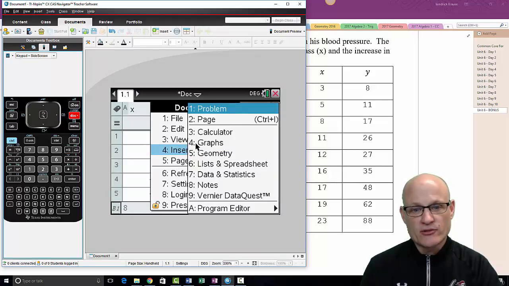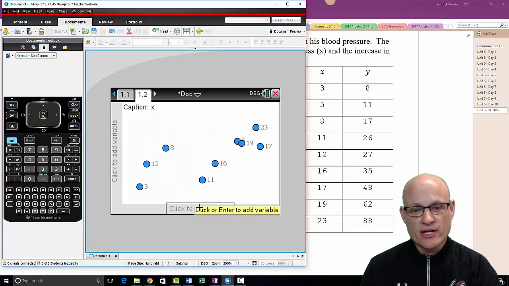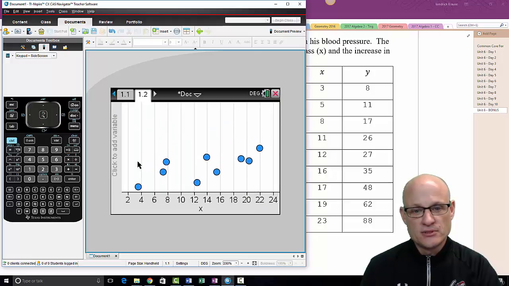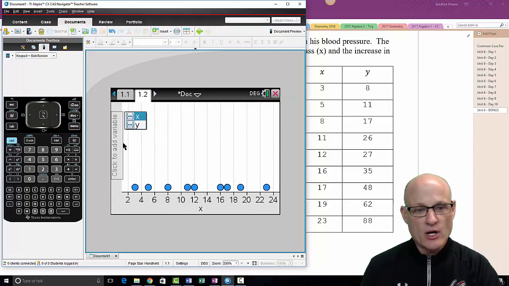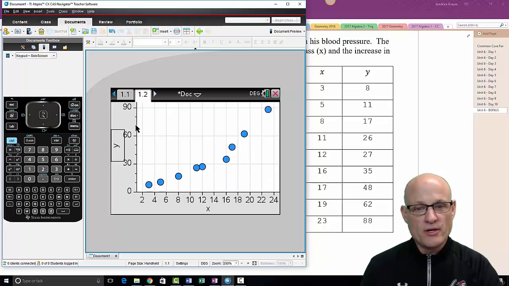So I'm going to click on this doc, and I'm going to go into Insert, Data and Statistics. Down here, I'll click on X. That doesn't help us. We got to click on Y. And we say, oh, as expected, exponential growth. The more times she annoys me, the higher my blood pressure gets. Okay, so we know it's exponential.